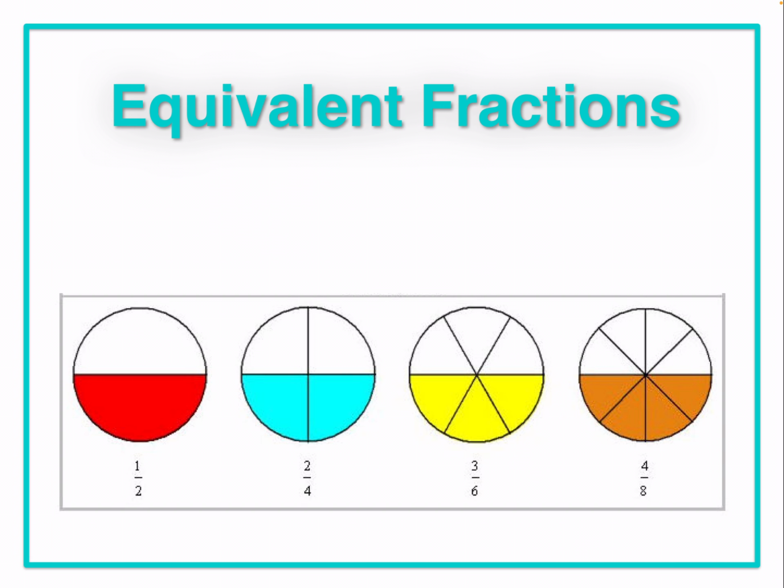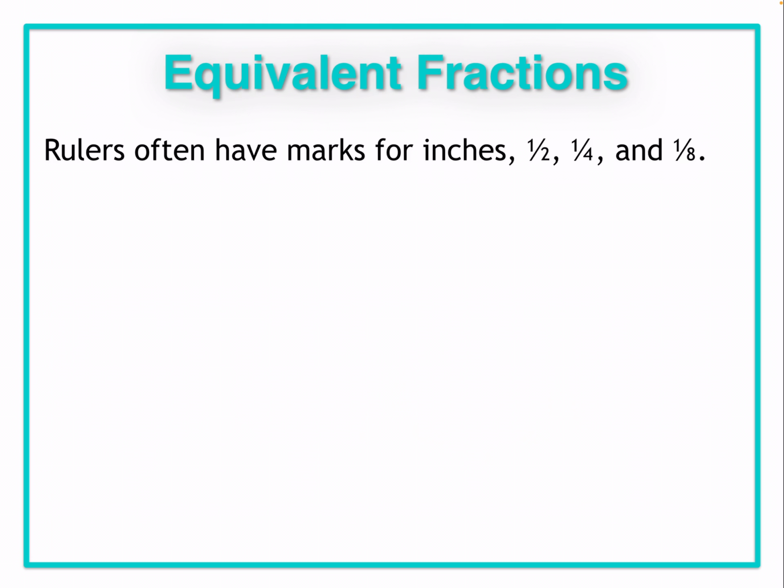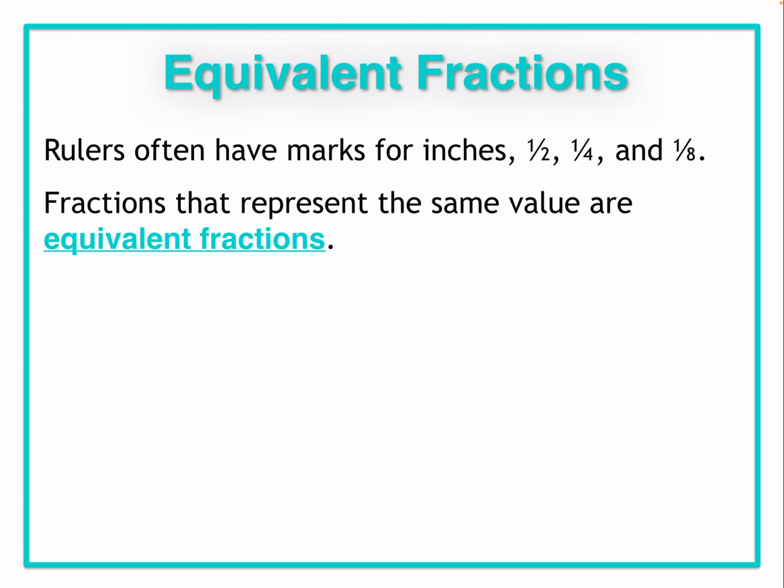Equivalent fractions. Rulers often have marks for inches, 1/2, 1/4, and 1/8. Fractions that represent the same value are called equivalent fractions.